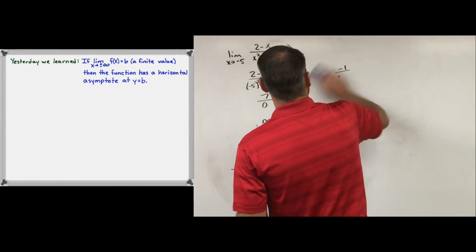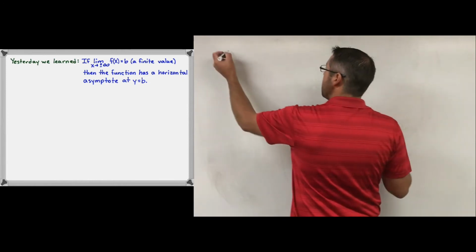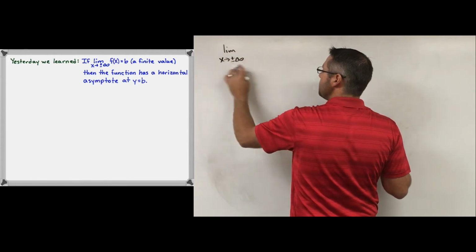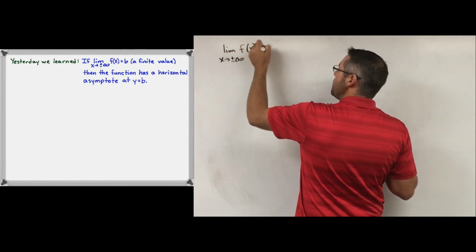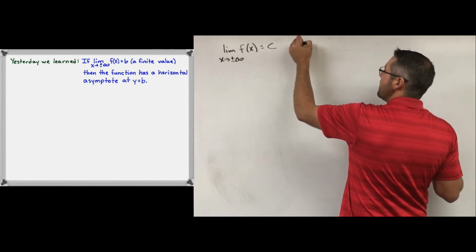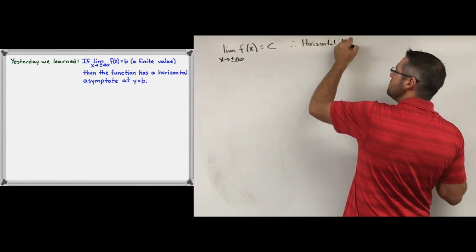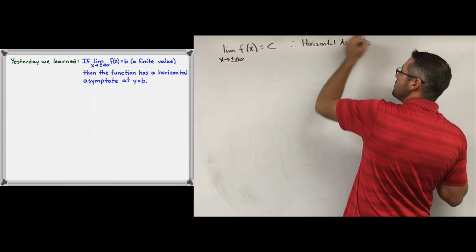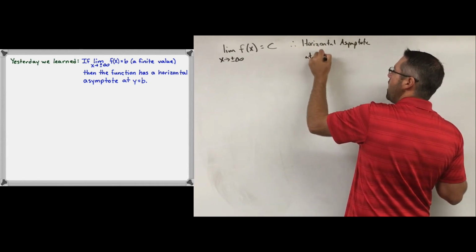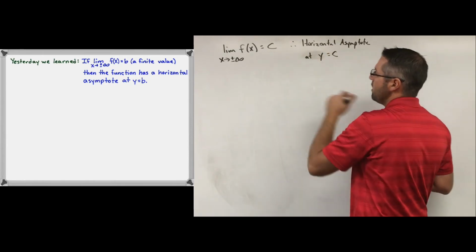A horizontal asymptote. Okay? Today we're going to flip that. So let me go ahead and write this down. If we have the limit as x approaches plus or minus infinity of a function, and we get some sort of constant out, we would therefore say there is a horizontal asymptote at y equals whatever that constant value is.